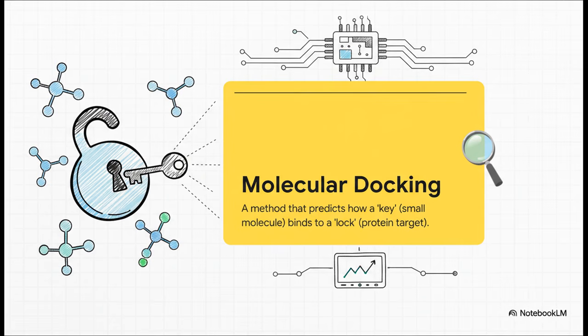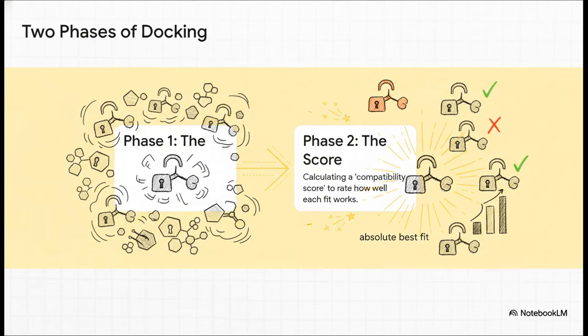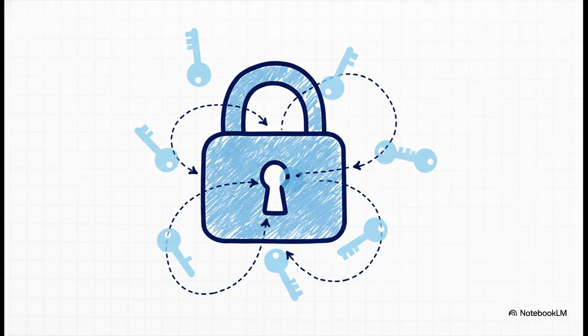Right. The core technique here is called molecular docking. It's essentially a super sophisticated simulation. The computer takes a digital model of the drug molecule, that's our key, and it tries to fit it into the active site of the target protein, our lock, in every single way imaginable to find the most stable, most effective fit. And this whole process really boils down to two main phases. First up is the search, where an algorithm explores all the countless ways the key could possibly fit into the lock. Then comes the score, where a different algorithm rates every single one of those fits to find the absolute best one. So let's dig into that first phase, the search.